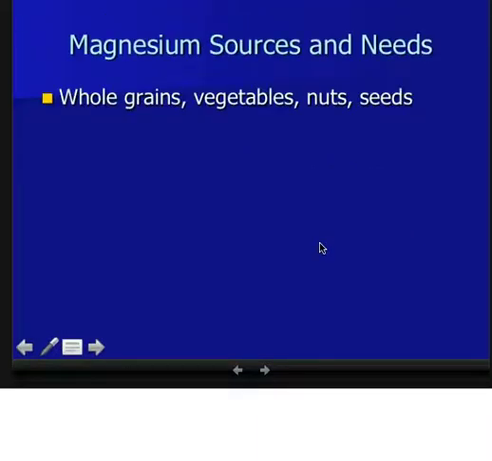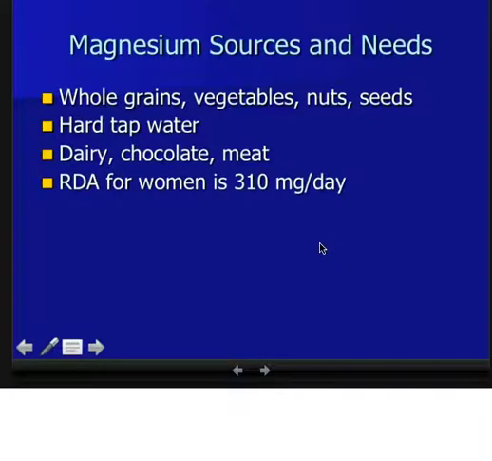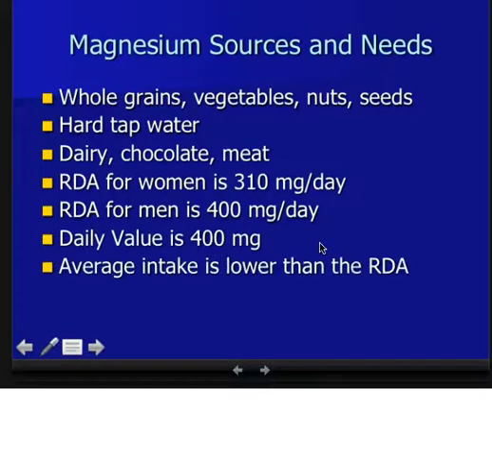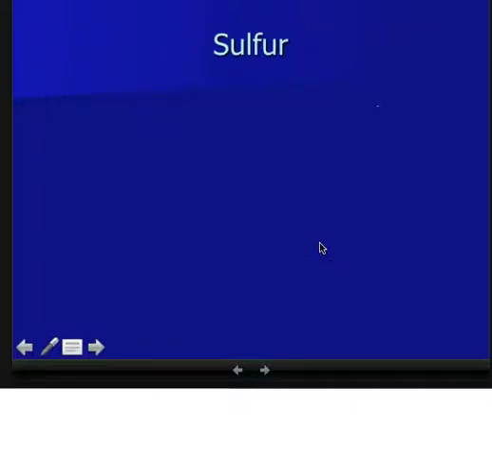Okay, where do we get it? Whole grains, vegetables, nuts, and seeds, hard tap water, dairy, chocolate, and meat. The RDA for women is 310 milligrams a day, and for men it's about 400 milligrams a day, with our daily value being 400 milligrams a day. Average intake is lower than the RDA, and the upper level is about 350 milligrams in non-food sources.